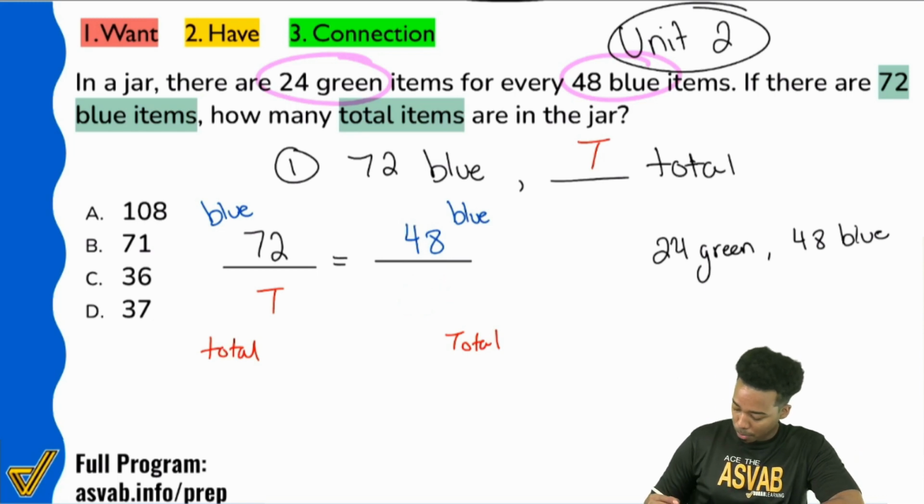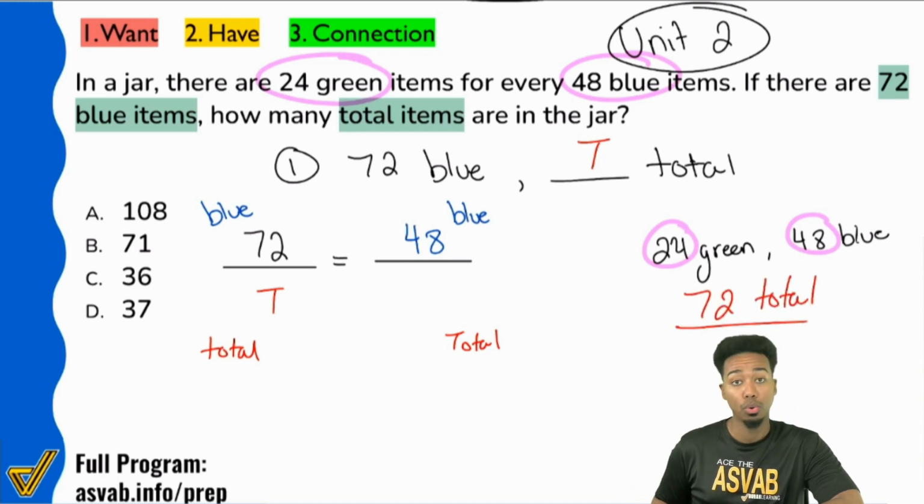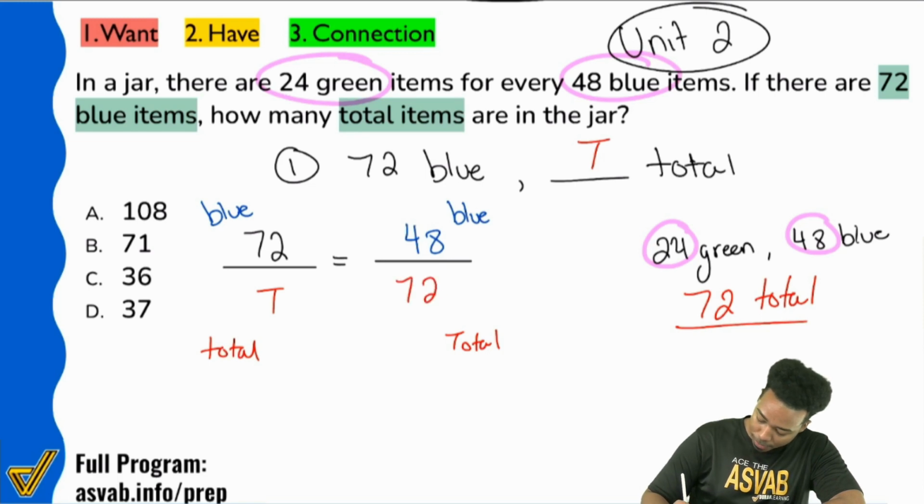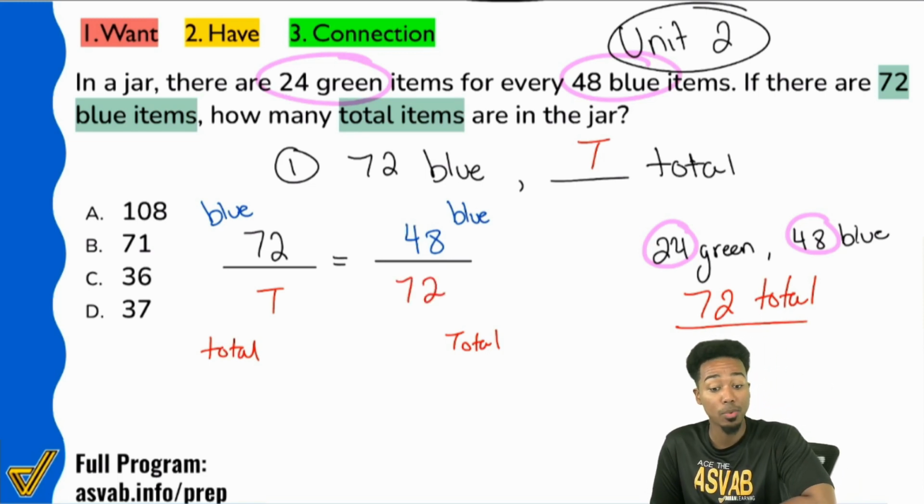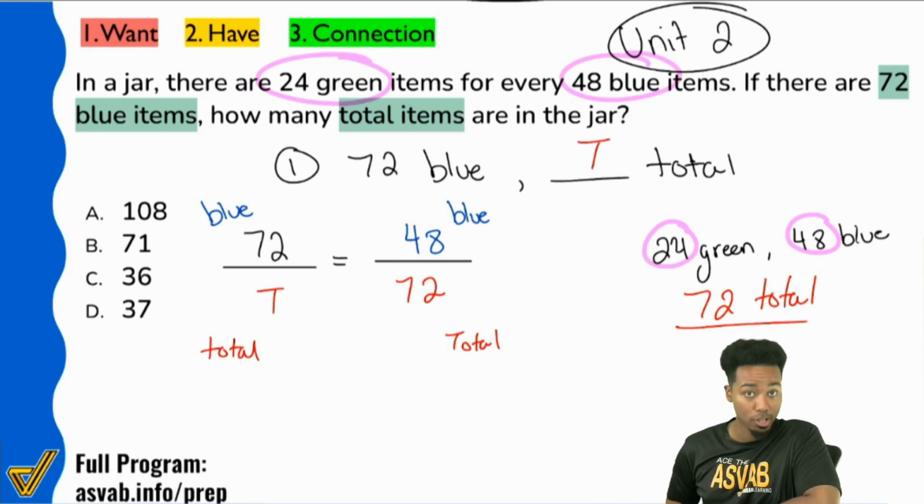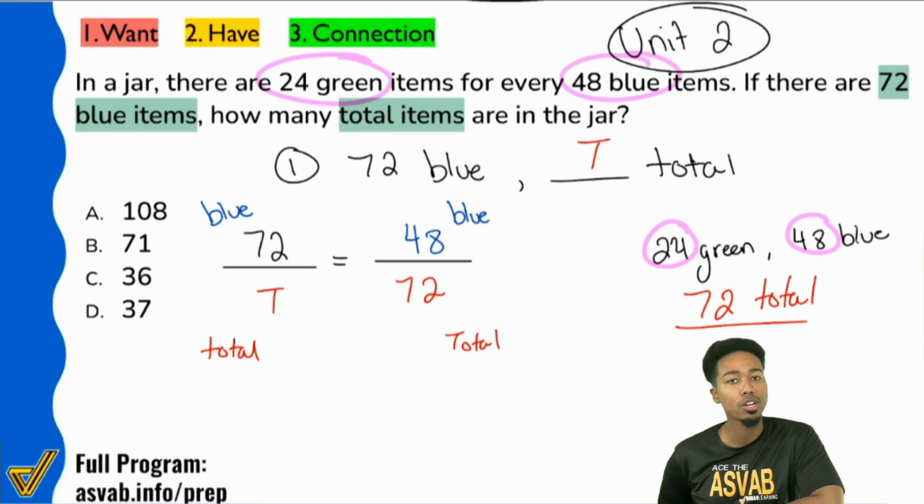If I want total, I'm going to go ahead and add these. 24 plus 48, that's 72 total. So that's what I'll put there. Compare the same things in the same way, and you can guarantee you got yourself a proportion set up properly. And once you set it up properly, bam, we're good to go.